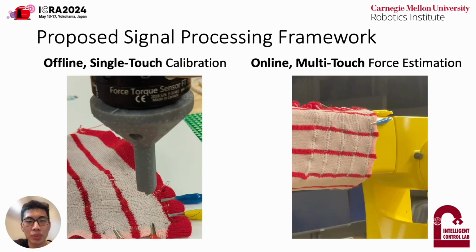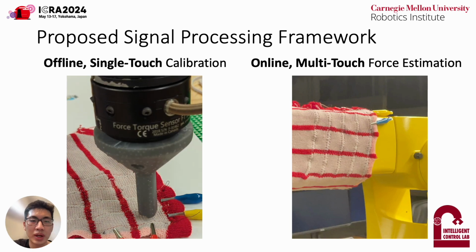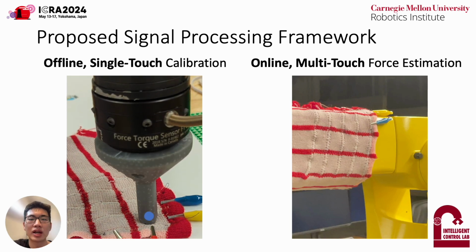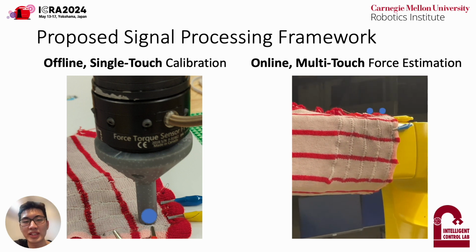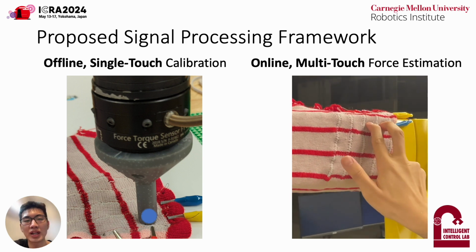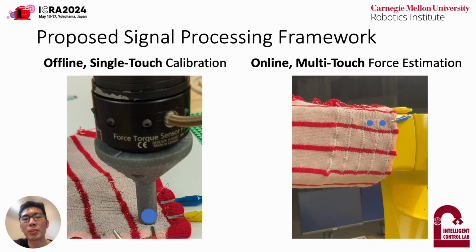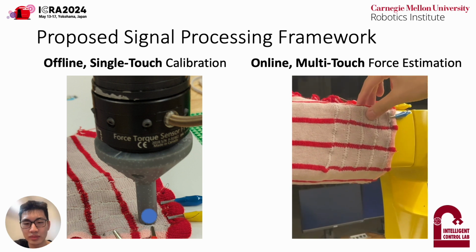Our proposed signal processing framework comprises two stages: offline single-touch calibration and online multi-touch force estimation. In the calibration stage, the robot presses on each of the cells, relating the skin resistances to force. In the force estimation stage, the optimization program solves for the skin resistances, and with the calibration model obtained offline, we can predict contact forces.